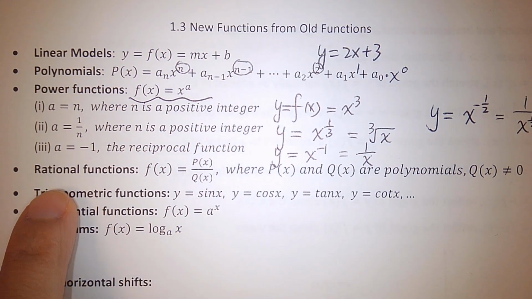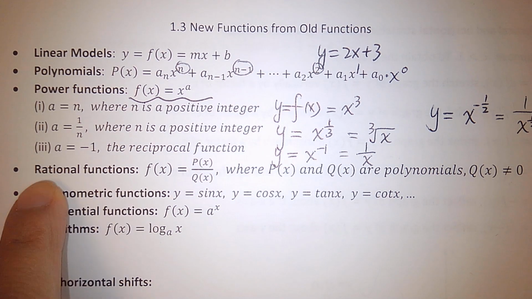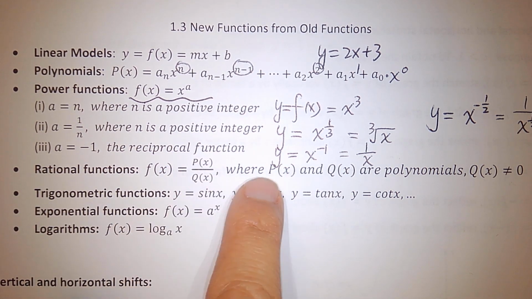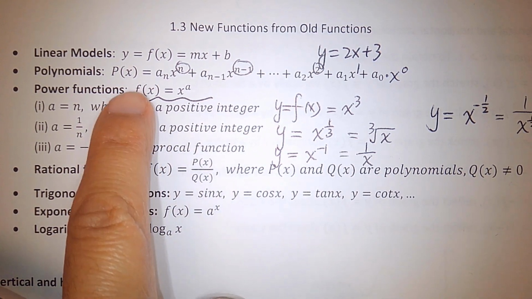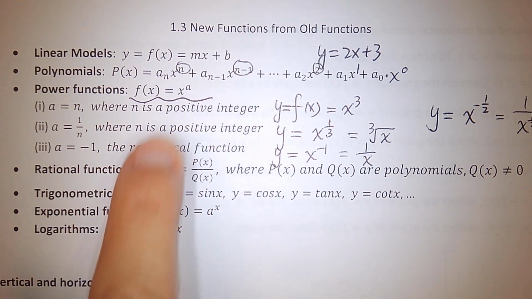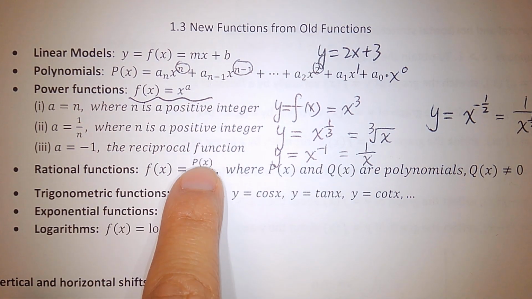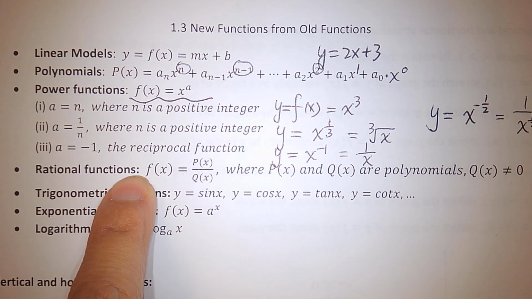So another type of the essential function is called a rational function. A rational function is f of x equals p of x over q of x, where p and q are polynomials. So we know polynomial functions. If we have a division of two polynomials, that gives us rational functions, okay?